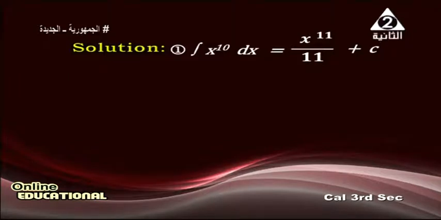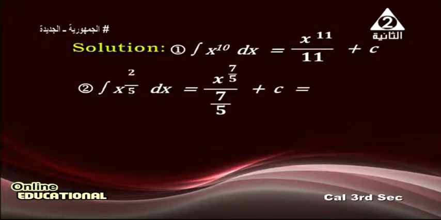Number 2, integration of x to the power 2 over 5 dx equals x to the power 2 over 5 plus 1, which equals 7 over 5, divided by 7 over 5, plus c. x to the power 7 over 5 over 7 over 5 equals 5 over 7 x to the power 7 over 5 plus c.